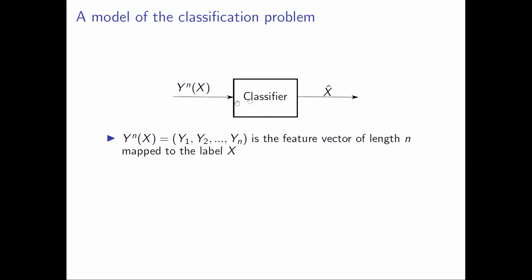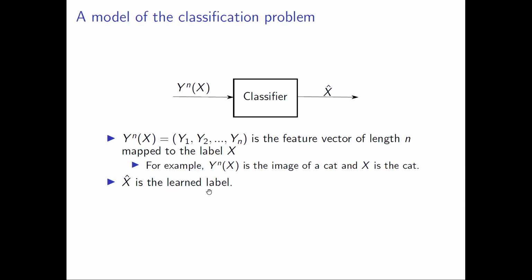Okay, and then the aim of the classifier, looking at the feature vector Y^n, is to learn what the label X is. Now, instead of label X, the classifier gives an output label X hat, just because sometimes it makes a mistake. So we can imagine this Y^n(X) as the image, let's say, of a cat, and X is the cat, or the word cat. And X hat, as I said, is the learned label. The aim of the classifier would be to minimize the error rate, so the probability that the detected label is different than the actual label.